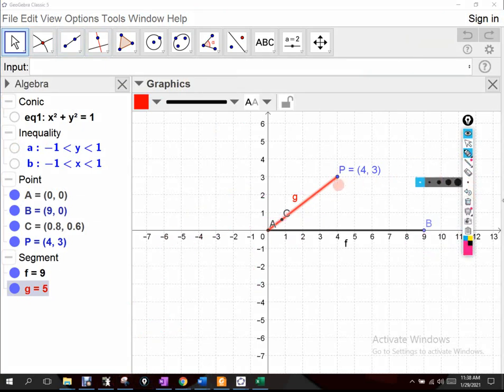Okay, good. So if I'm going to be at 0, 0, then the horizontal distance that I have to travel to get to P, that would be 4 units. Then the vertical distance that I have to travel would be 3 units. So we got that right triangle. So that means the red one has to be 5, right?